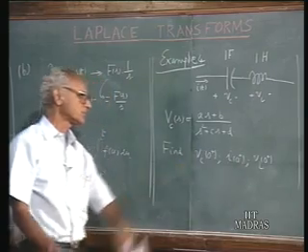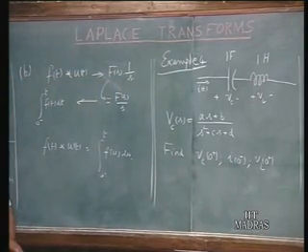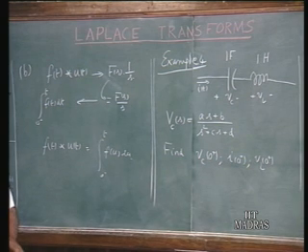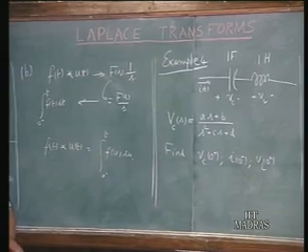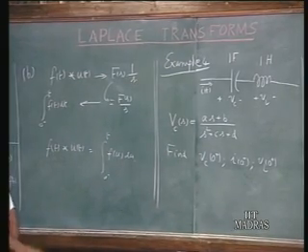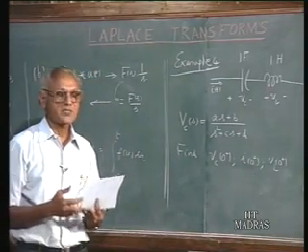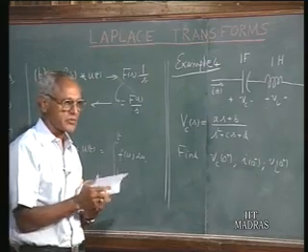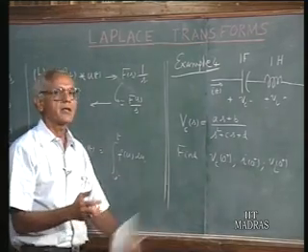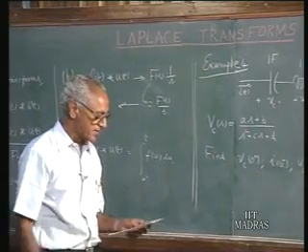Now, since we are interested in finding out the 0 plus values in all these situations, we can assume that the Laplace transform defining integral starts from 0 plus onwards, not from 0 minus, because we are after all interested in 0 plus values. That means we ignore any jumps in these functions from 0 minus to 0 plus. We assume that all our functions start from 0 itself, and therefore we can use the 0 plus value instead of 0 minus value wherever it's necessary.